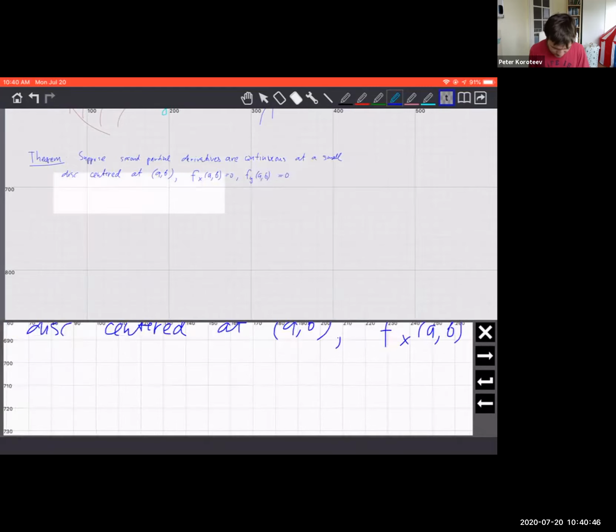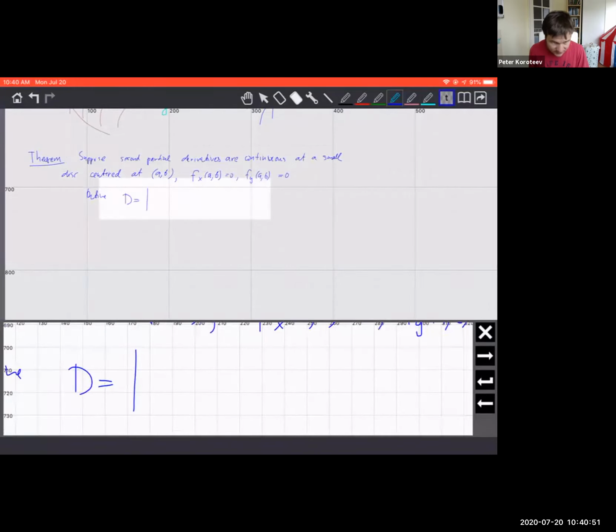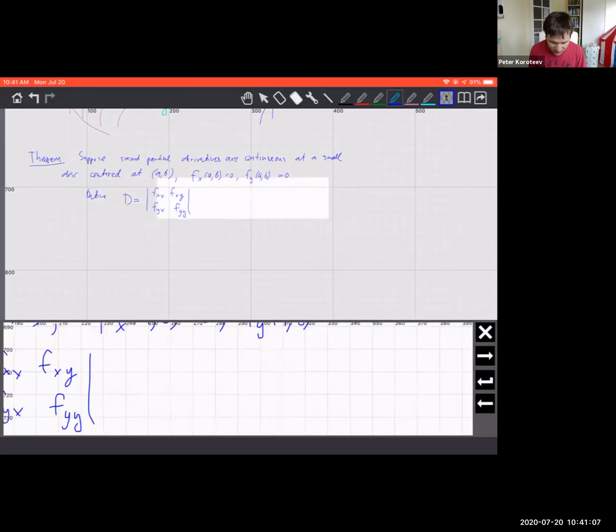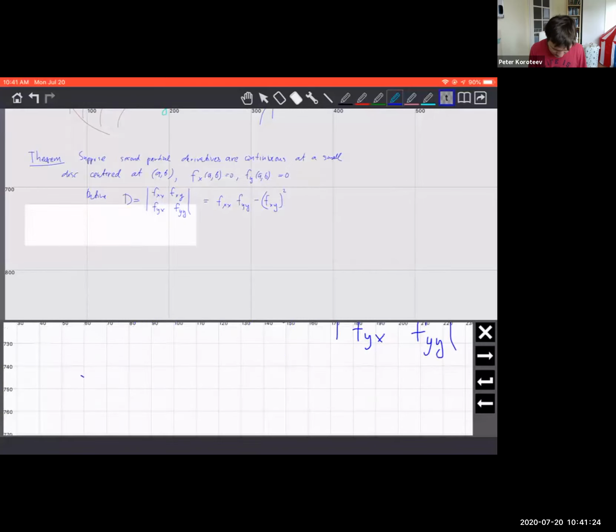Okay, and now define D to be the determinant of the following matrix: fxx, fxy, fyx, fyy. Right, so because the function is continuous, we know that the xy and yx partial derivatives are equal to each other, right? And so that's equal to fxx times fyy minus fxy squared.